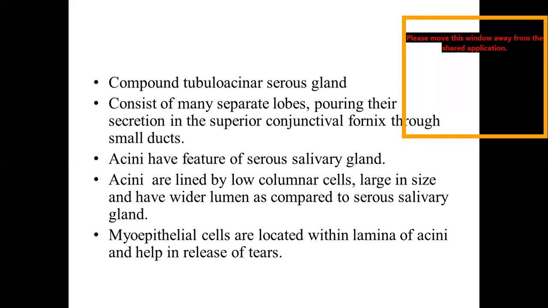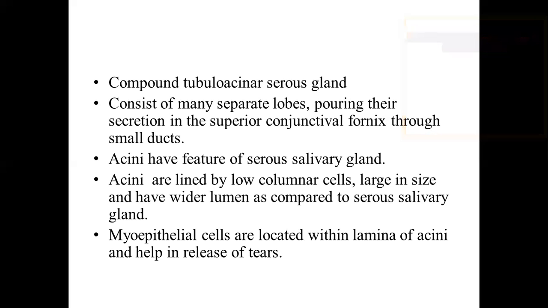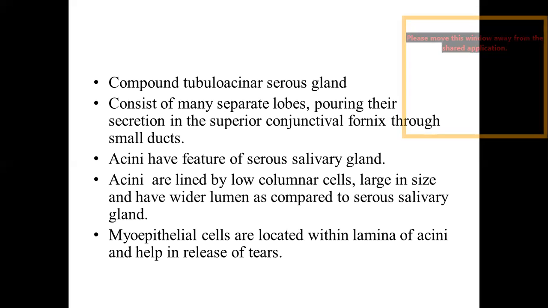As the acini have the features of serous salivary gland. So you know the feature of serous salivary gland. There are pyramidal shaped cells with centrally placed nucleus and with the lumen. So almost the features are same, but here the lumen is wider as compared to serous salivary gland, and there is a low columnar cells lining. They have large low columnar cells, but their size is big, and also myoepithelial cells are present, which will contract and help in the release of tears.